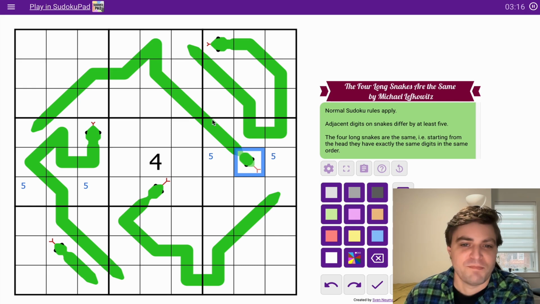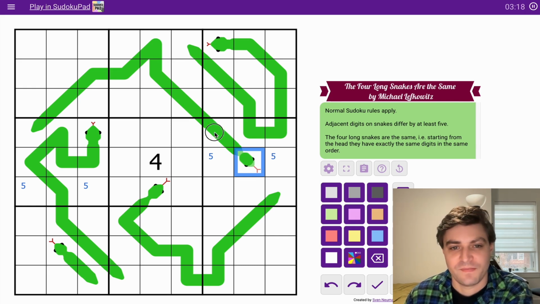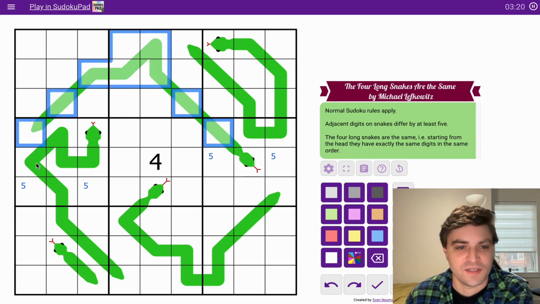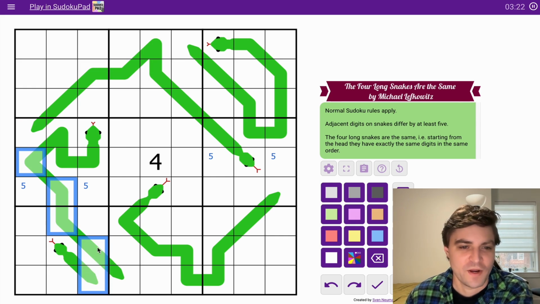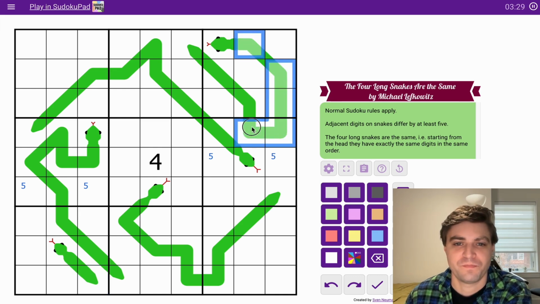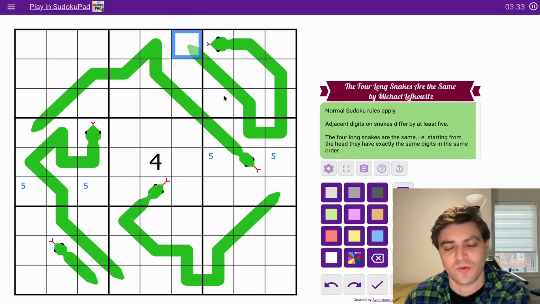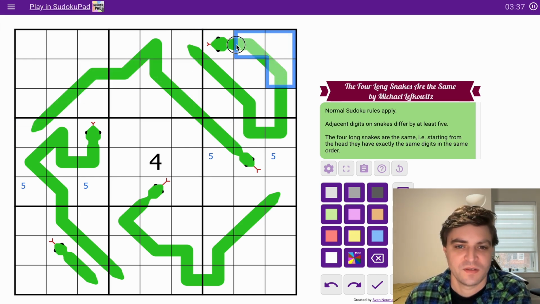What that means is that maybe we should use, for example, colors to figure out along these snakes where the high and low numbers are going to go. We won't know which is the high numbers and which is the low numbers yet, but we might learn some things from putting down these colors. So which snake do I want to start with?